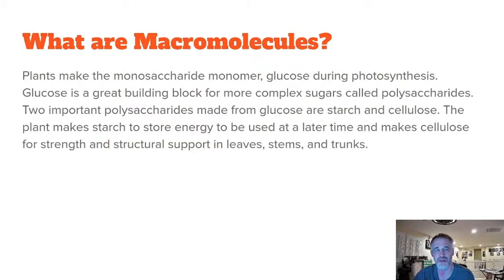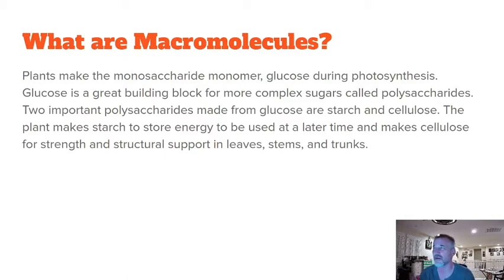You'll see some pictures. So when we're talking about macromolecules, plants make the monosaccharide monomer, glucose specifically, during photosynthesis. Glucose is a great building block for more complex sugars called polysaccharides. Two important polysaccharides that you see in plants are starch and cellulose. Now, starch is an energy molecule. It's basically short-term energy storage. What plants do is they take a whole bunch of glucose and string them together and make starch.